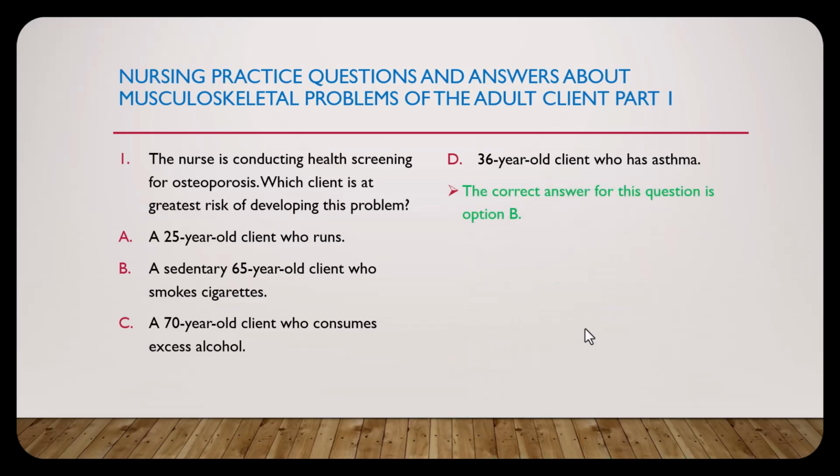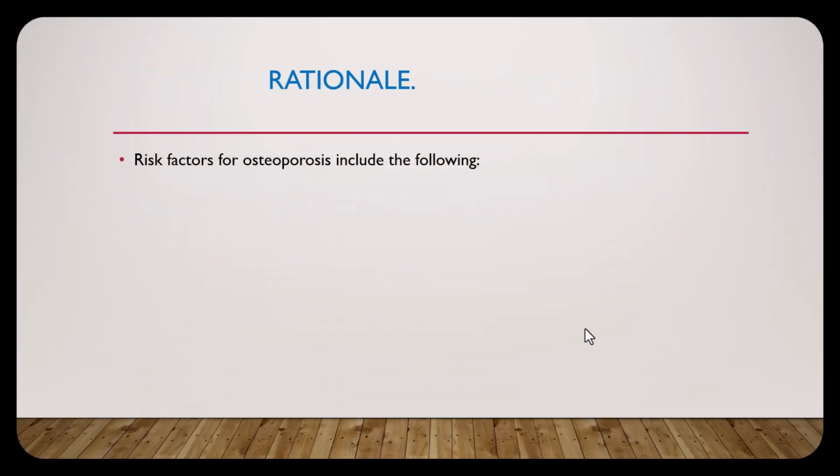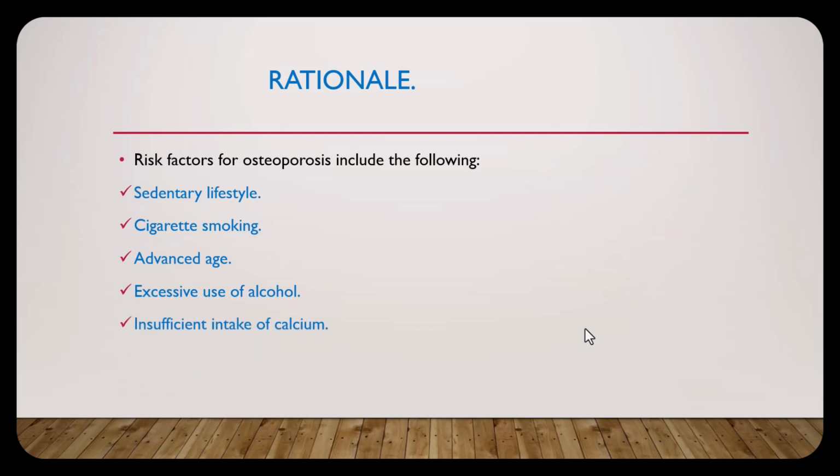Now for this question, the correct answer is option B, a sedentary 65-year-old client who smokes cigarettes. Now let's move to the rationale. Risk factors for osteoporosis include the following. 1. Sedentary lifestyle. 2. Cigarette smoking. 3. Advanced age. 4. Excessive use of alcohol. 5. Insufficient intake of calcium. 6. Gender.